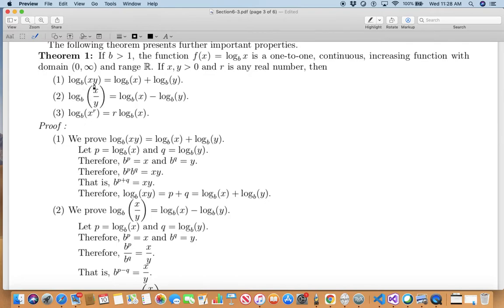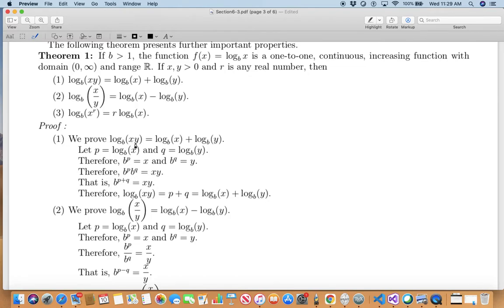Log base b of xy is log base b of x plus log base b of y. Well, to prove this, what do we do? Let P be log base b of x and Q be log base b of y. What does P equals log base b of x mean? b to the power P is x, and b to the power Q is y. That's what these two mean. What does that give us? b to the power P times b to the power Q is x times y. Why am I multiplying?